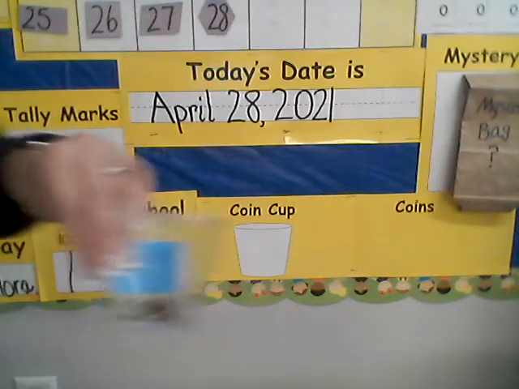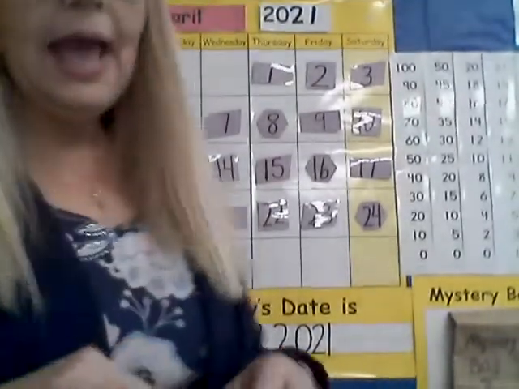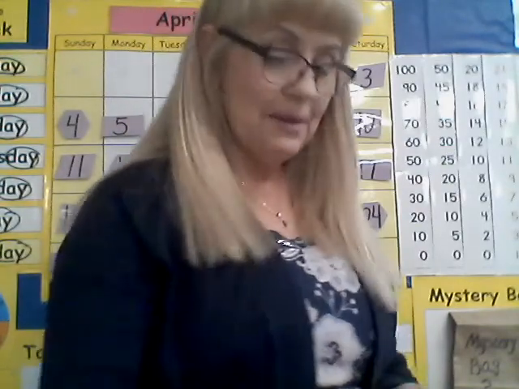All right, it is time for our coin cup. Coin cup, coin cup. And in our coin cup, we have some coins. The very, very first coin we have is the dime. And a dime is worth 10 cents. And when we count dimes, we count them by, correct, again, by tens.